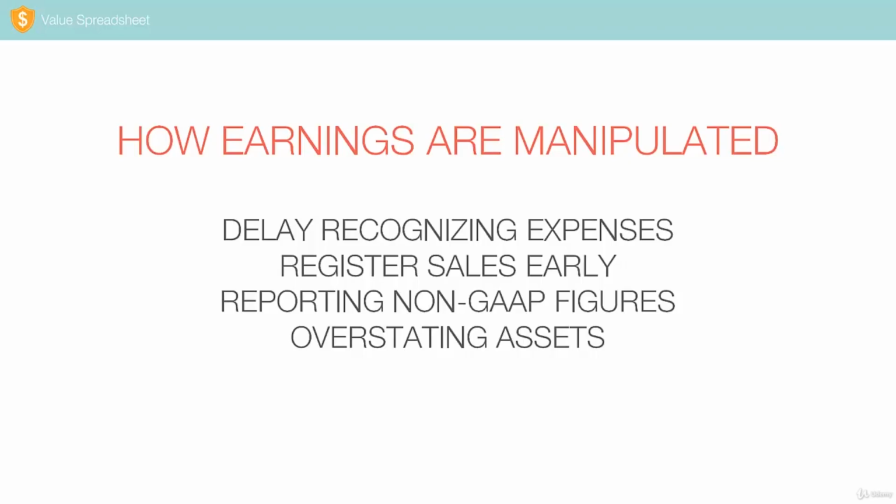Other earnings management tricks include delaying when expenses are recognized, which leads to higher earnings now, but lower earnings in the future. Registering sales early, which inflates revenues, but which might turn out wrong if these sales do not actually materialize. Reporting made-up, non-GAAP figures to justify GAAP losses, which is what happened during the dot-com bubble. Overstating assets which are hard to value, especially intangible assets like goodwill. And the list goes on. It is not critical for you to know exactly what all of these things are. This is just to show you how many options managers have to manipulate earnings.